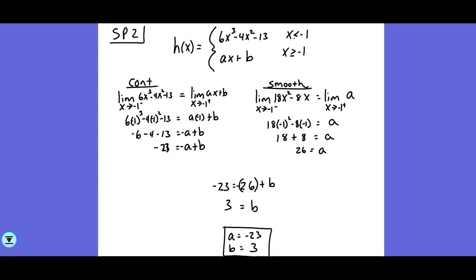All right, so I'll let you guys go ahead and study that, but you should have gotten negative 23 for a and 3 for b. Here's how you would find an equation for continuity. Here's how you would find an equation for smoothness. And solving the system would give you that. So there's your 3 steps for student practice 2.